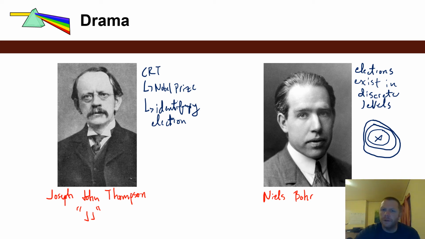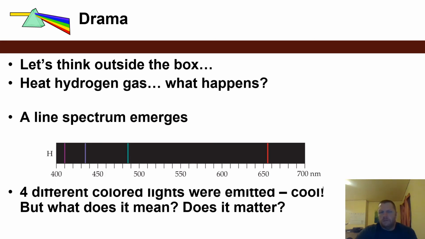Niels Bohr, on the other hand, was like, what if we heated these gases? What would happen? And Niels Bohr's experiments largely gave us the following. So Niels Bohr said, let's think outside the box. Let's take some hydrogen gas and heat it up. Now, what's actually going to be produced? When we heat that hydrogen gas, what we're going to see are 1, 2, 3, 4 different lights. That's pretty neat. Okay, so this is pretty cool. We've got these 4 discrete lights.